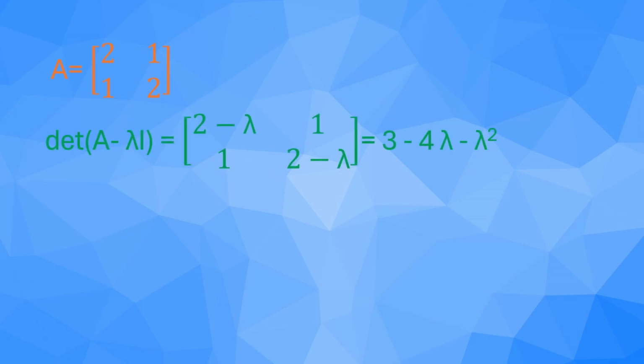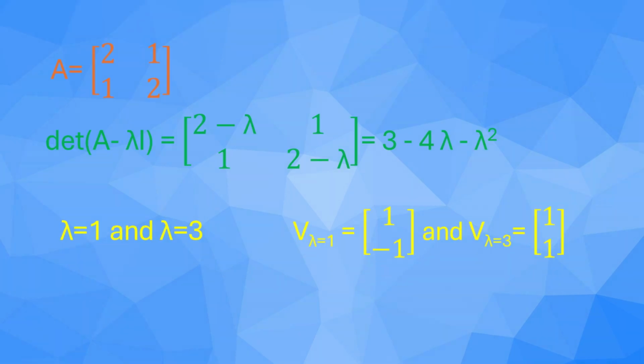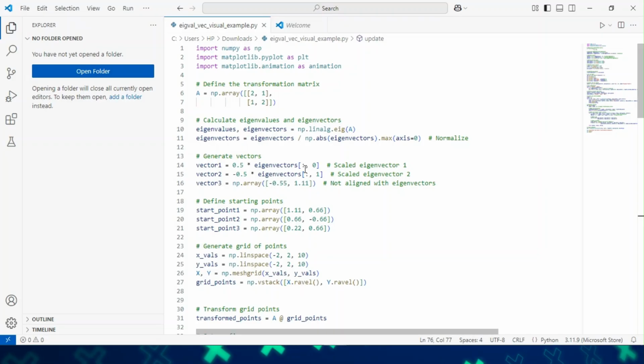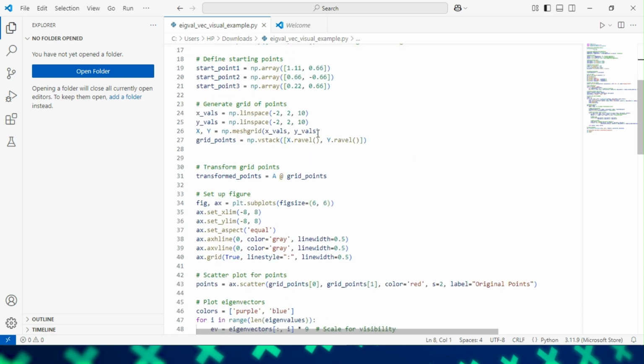A is a square matrix, so the determinant of A minus lambda I equals 3 minus 4 lambda minus lambda squared. From the equation we get lambda, our eigenvalues, 1 and 3, and the eigenvectors are any non-zero scalar multiples of these. Okay. Now I want to show you the geometric meaning of our example eigenvalues and eigenvectors. I wrote this code in Python using the matplotlib library, and I use the same matrix set here. Let's run it now.